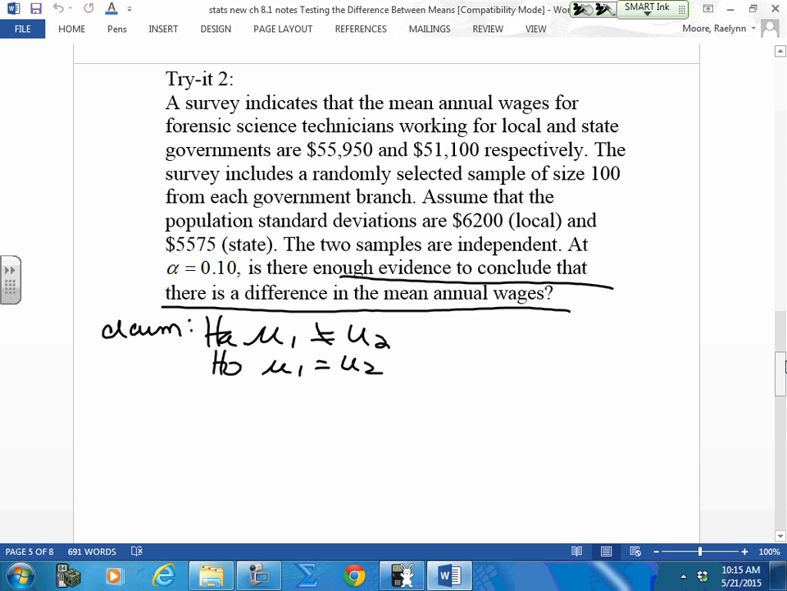So is it always at the end of the claim? No. Sometimes they put it in the beginning, sometimes they put it at the end, sometimes they put it in the middle. Whenever you see the words can you conclude, is there, the claim is, they state that, they say this. So, you have to look for those subtle words.